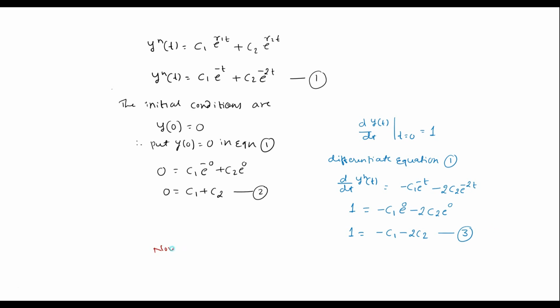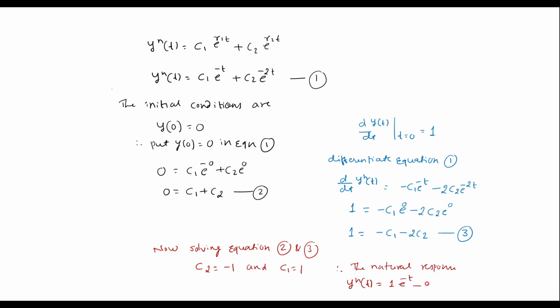So now solving equations 2 and 3, we will get c1 equal to 1 and c2 equal to minus 1. Substituting these, the natural response is c1 e^(-t) plus c2 e^(-2t). So thus this is the natural response of the given differential equation: yn(t) is equal to e^(-t) minus e^(-2t).